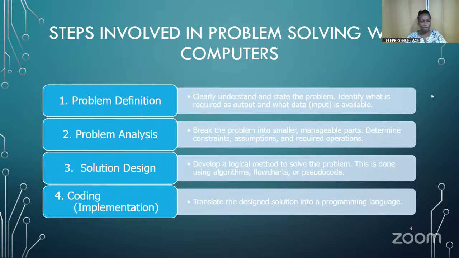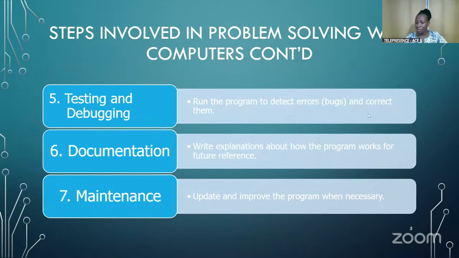All right, the fifth step is testing and debugging. Now, when you write a particular program, it's very important for you to run the program to detect errors, which are called bugs, and correct them. You know, while you are coding, you might have made some mistakes. So those mistakes are referred to as bugs. They are the errors. So the fifth level is testing and debugging. You need to test your program and to be able to detect errors or bugs and correct them.